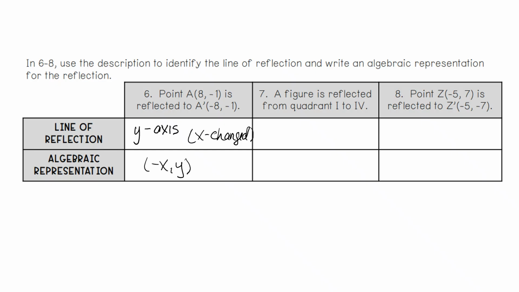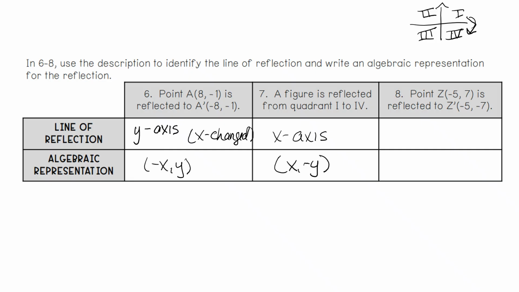A figure is reflected from quadrant 1 to quadrant 4. So if we went from quadrant 1 to 4, that's a flip over the x-axis, because remember, we have 1, 2, 3, 4. So if it flipped from 1 to 4, it went over the x-axis. And your algebraic notation is x, and the opposite of your y value.